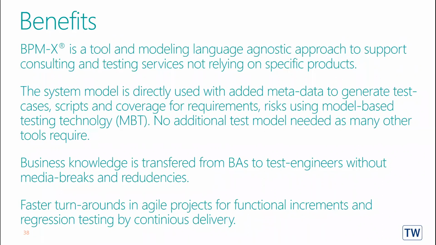And especially for agile projects, there are faster turnarounds, especially for functional increments and regression testing, by seeing the impacts if something will change or has changed. It delivers faster turnarounds of the UAT, might be manual or automated.